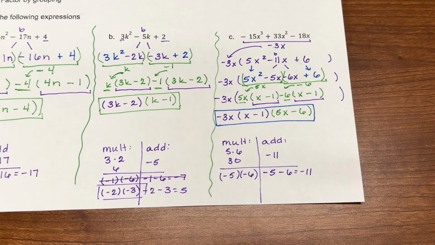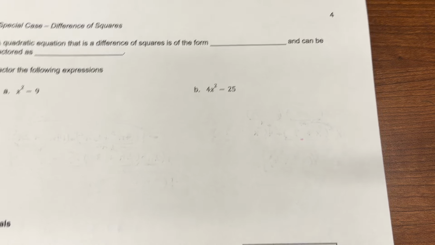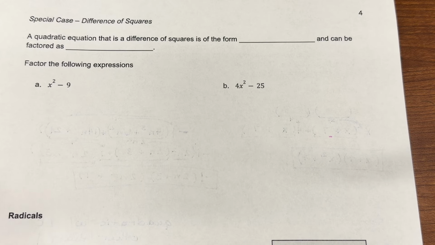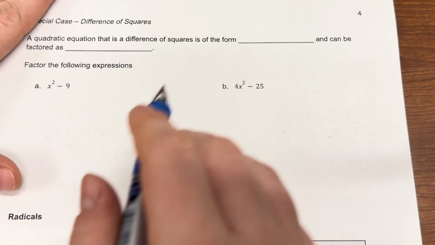Okay. We've got one more type of factoring, so let's go ahead and do that before I end this video. So our last type of factoring is the special case of the difference of squares. And so this, if you can recognize these, it's really going to save you some headache. So let's think about what this means.